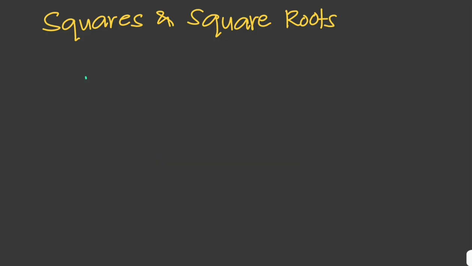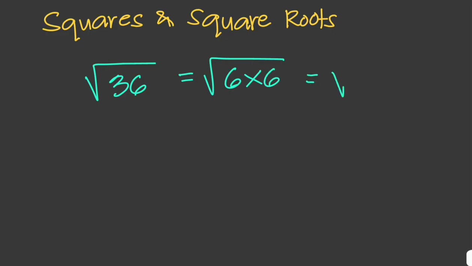Let's say we solve for the square root of 36. The 36 can be written as 6 times 6 or 6 squared. Then the square root of 6 squared is just equal to 6, since 36 is the square of 6.